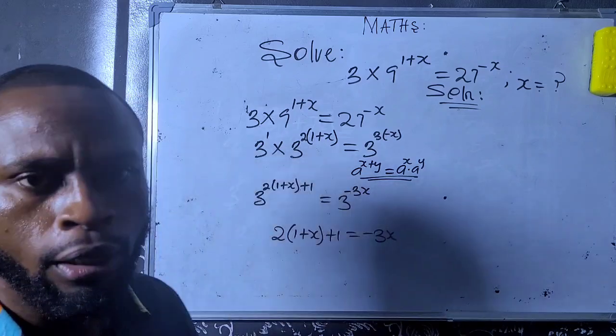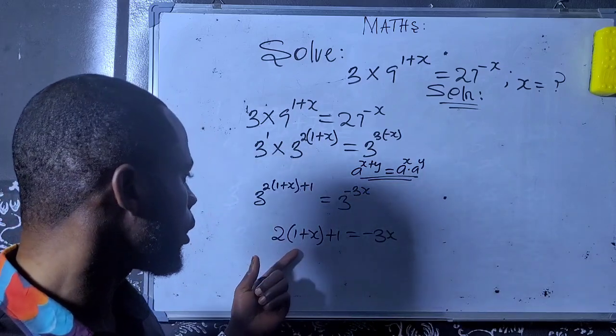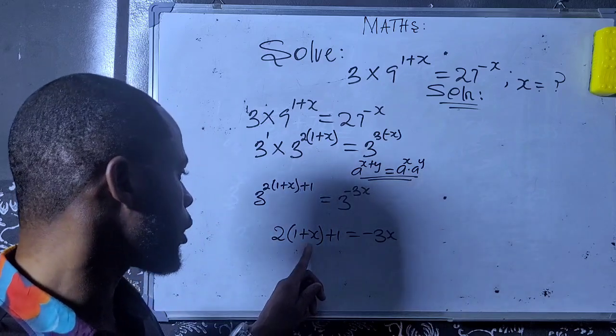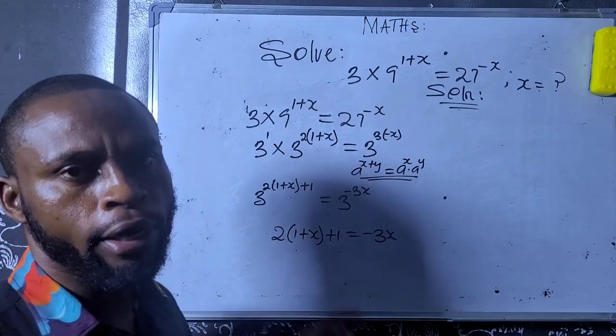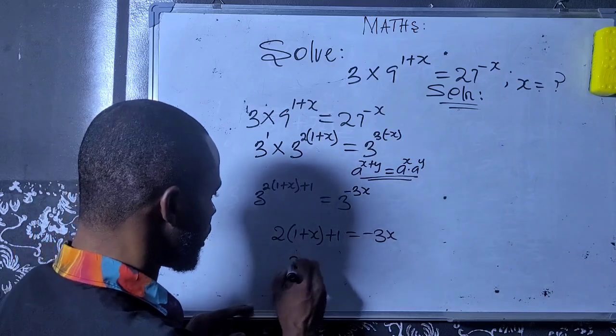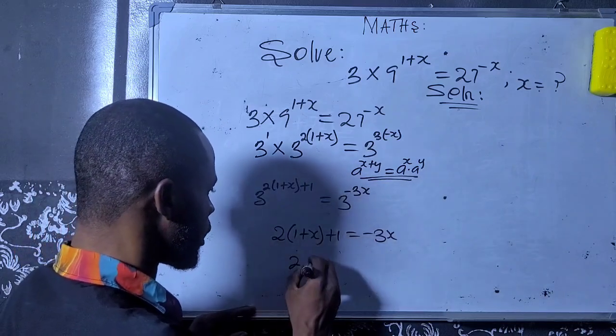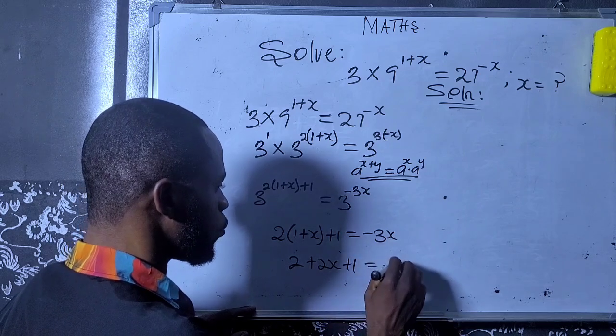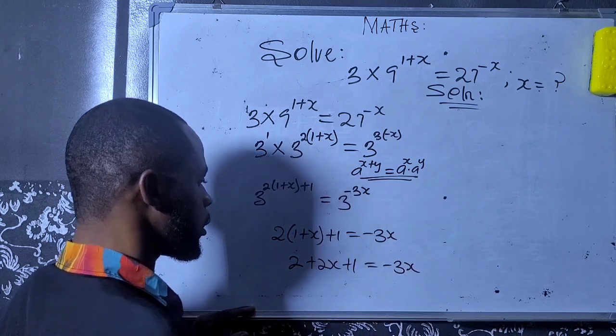The next step is for us to clear out this bracket. How are we going to do that? By multiplying each term inside the bracket by 2, which is outside. As such, we have 2 times 1, that gives us 2, and 2 times plus x, that gives us plus 2x. Then plus 1 equals negative 3x.